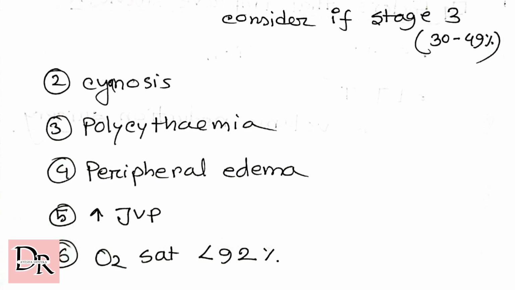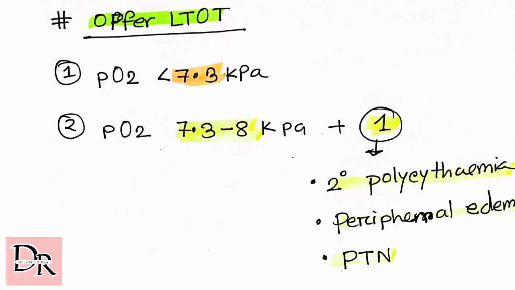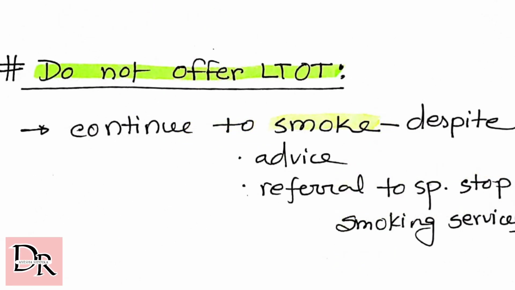And how will we assess? When we'll assess? So the patient is having stable COPD on optimal management, and we'll do ABG on 2 occasions, 3 weeks apart. Okay, and we'll offer long-term oxygen therapy if partial pressure of oxygen is less than 7.3 kilopascal, and or partial pressure of oxygen is 7.3 to 8, but also having one of the following, like secondary polycythemia or peripheral edema or pulmonary hypertension.